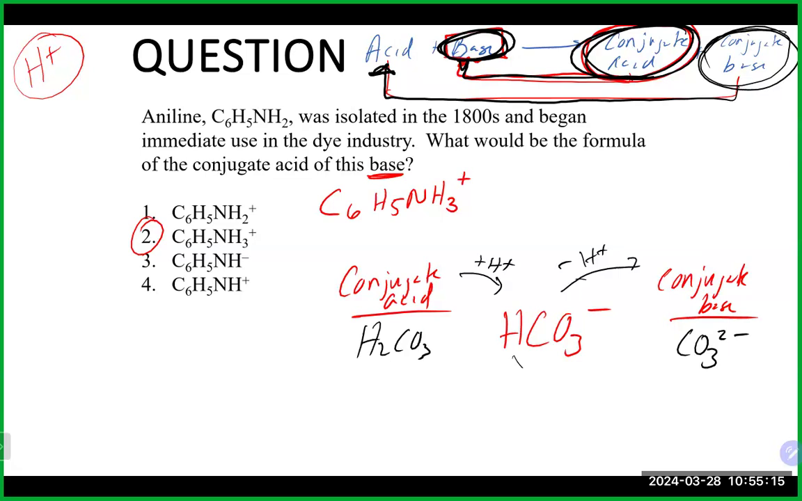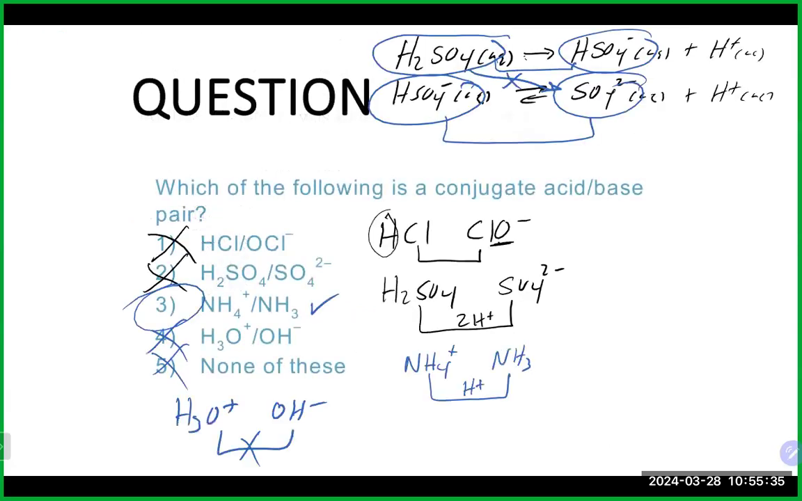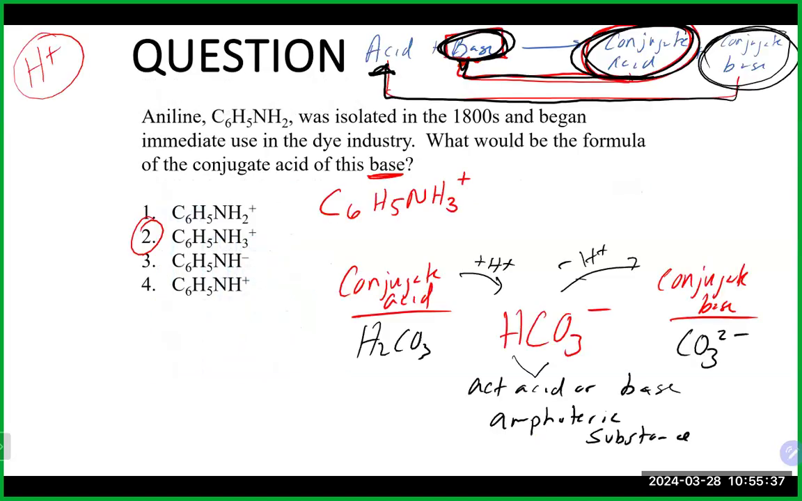So this obviously is something that can act as an acid or a base, and that is what is known as being amphoteric. An amphoteric substance is a substance that can act as an acid or a base. We actually saw it earlier with our friend water, here, when it was written with the hydrochloric acid.